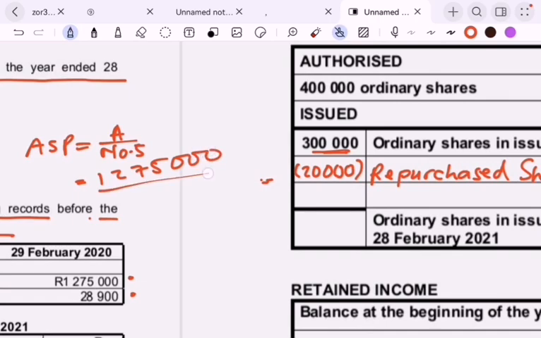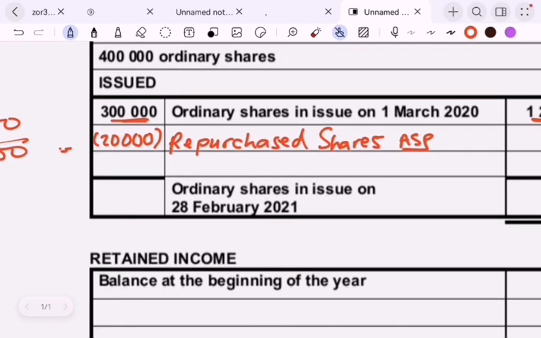Then you want to divide it by your 300,000 shares. So let's quickly do that inside our calculator. 1,275,000 divided by 300,000 shares. Then you will get your 4.25 cents, and that is your ASP. So now you will say at 4.25 cents.